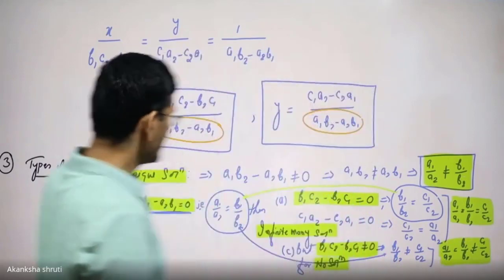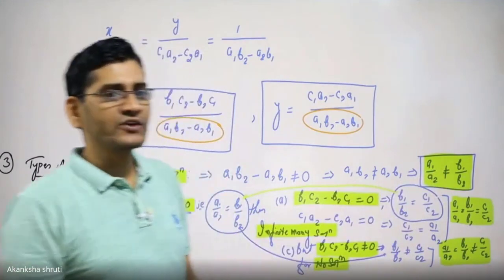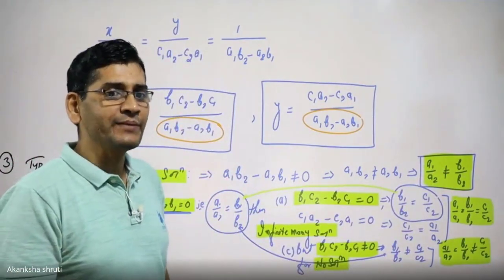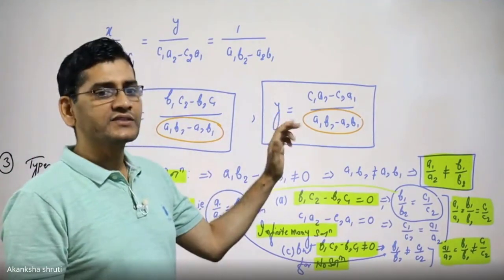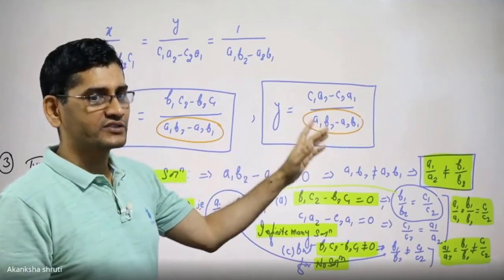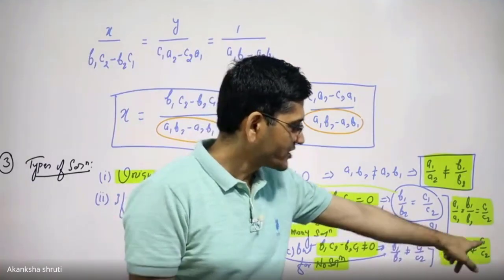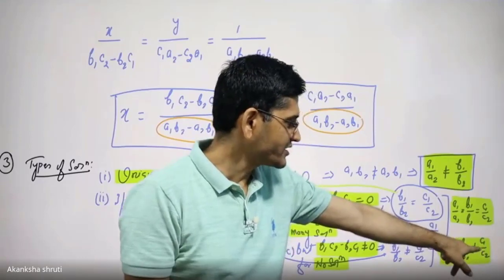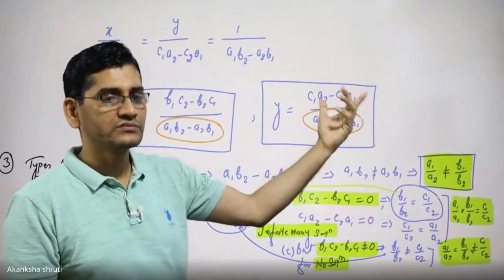Okay, student? So these are the things that we have to keep in mind. Algebraically, what do we mean by no solution? No solution simply means the value of x and y is not possible. It simply means the denominator is coming as 0. It means A1 by A2 is equal to B1 by B2, but it is not equal to C1 by C2. This not equal to C1 by C2 signifies that the numerator is not 0.